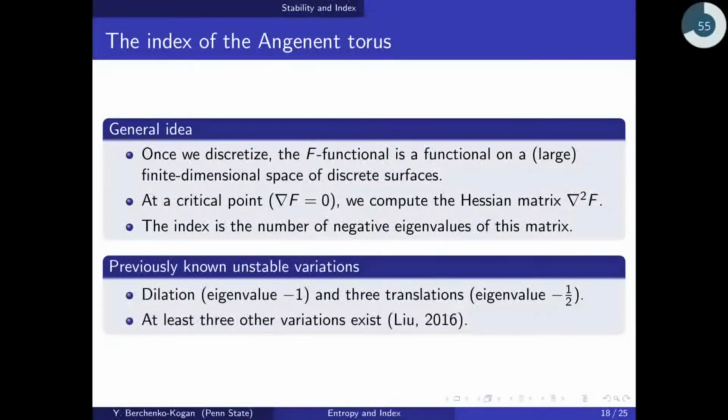Okay, but there are at least three other non-trivial, unstable variations of the Angenent torus. So this was proved by Liu. And I'll discuss that a little bit because that method has implications also for the numerics.